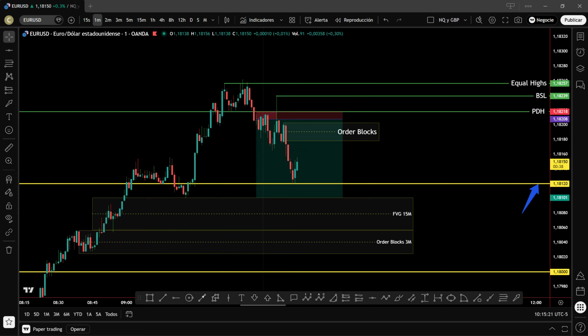We continue with active management on the 1-minute timeframe. Notice how, following the bearish displacement, price has mitigated an internal order block. At this very moment, I have decided to move the stop loss to ensure the position is risk-free or at break-even. I want you to look at the yellow line indicated by the blue arrow at the 1.18120 level.